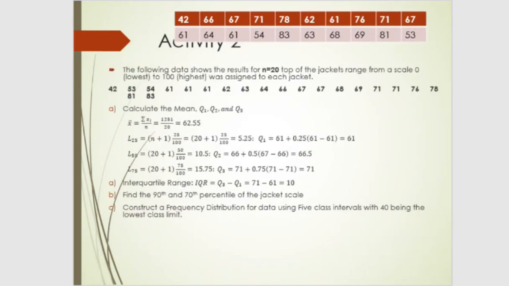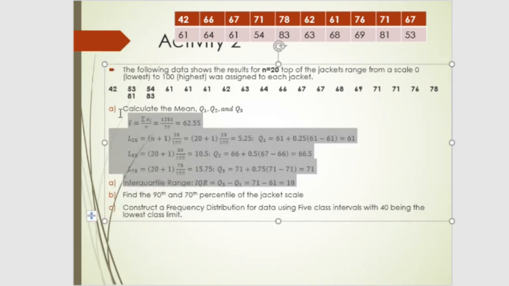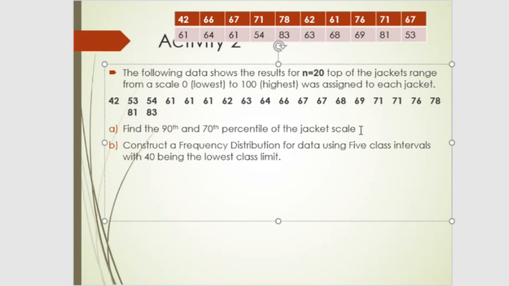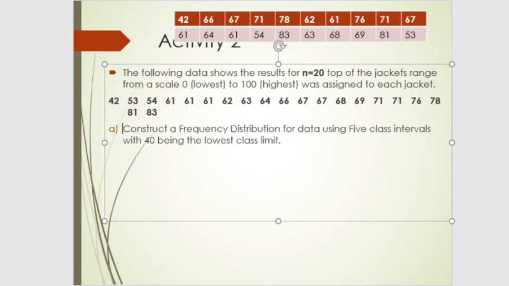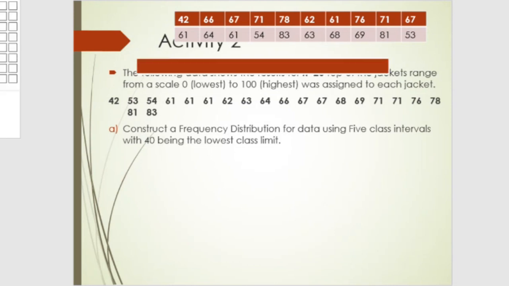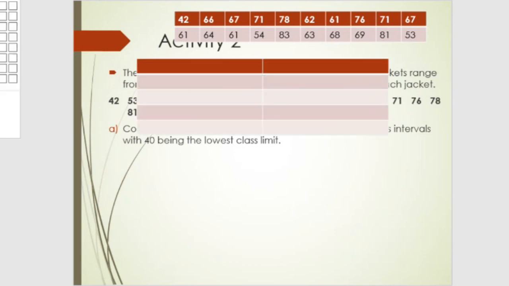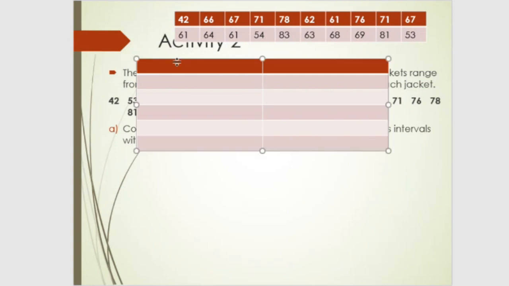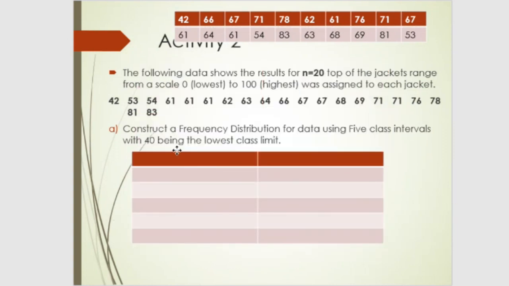Let's see. Duplicate this, then I will remove this part. This will do. All right, so what I'm going to do here, we're going to have a table. I'm sure there'll be 1, 2, 3, 4, 5. Okay, this will work.